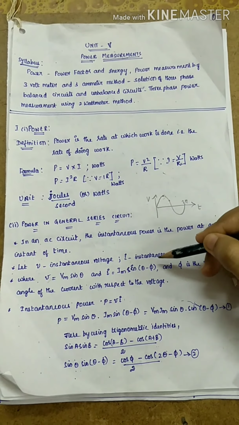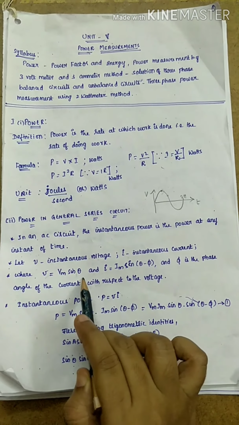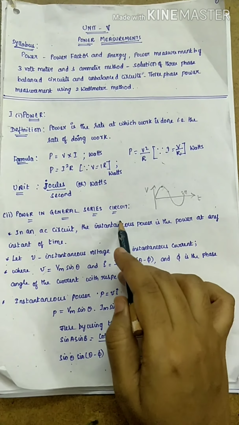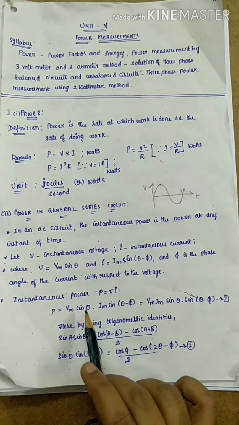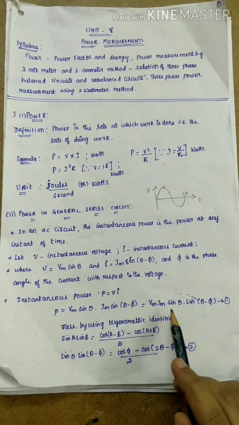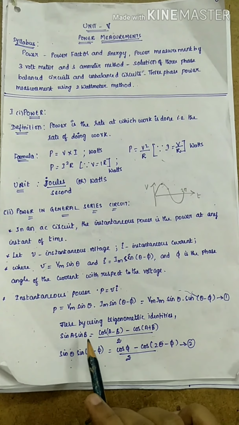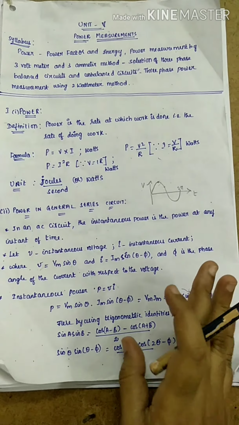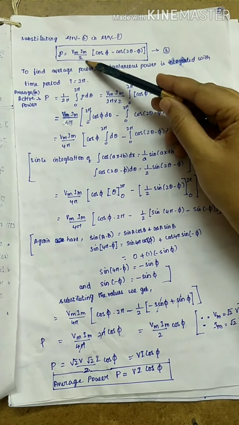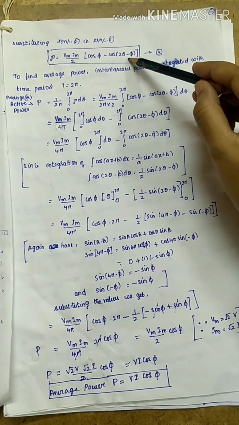The same definition goes for instantaneous current. Let us see the formula for instantaneous voltage: v is equal to Vm sin theta, i is equal to Im sin (theta minus phi). To find the instantaneous power, I am multiplying v into i by substituting these formulas. Here we have sin theta sin (theta minus phi), so I use the trigonometric identity for sin A sin B. The final value is p is equal to Vm Im by 2 into [cos phi minus cos (2 theta minus phi)]. This is just the instantaneous power.